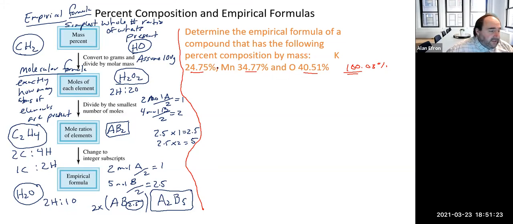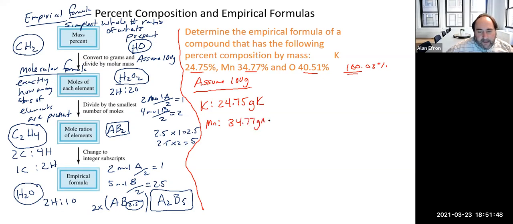So we want to really convert these percentages into grams. So we could assume that we have 100 grams of this substance. And what that means is for potassium, I would then have 24.75 grams of potassium. For Mn, I would have 34.77 grams. And for oxygen, I would have 40.51 grams. Again, all I did was assume that I had 100 grams. It keeps the numbers the same. It's the simplest way to do that.